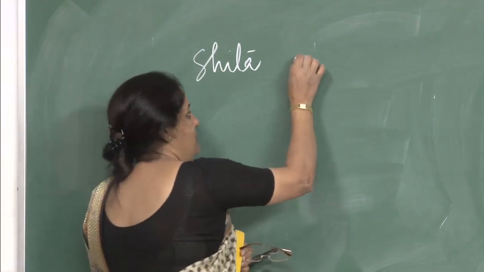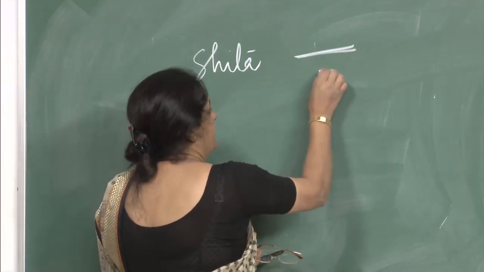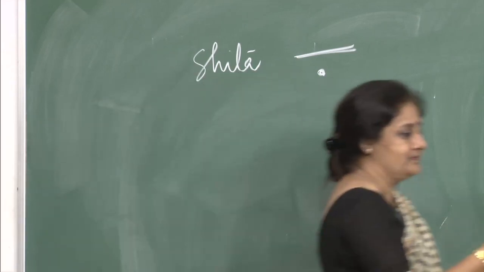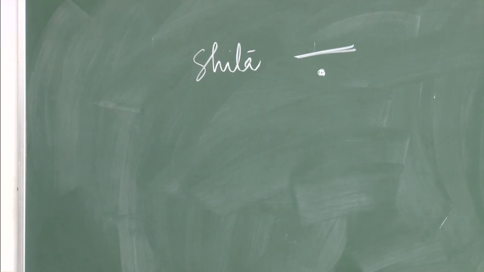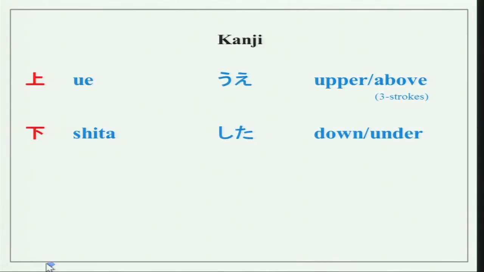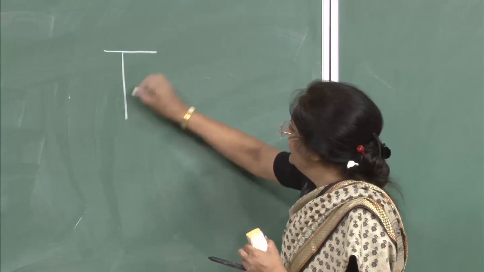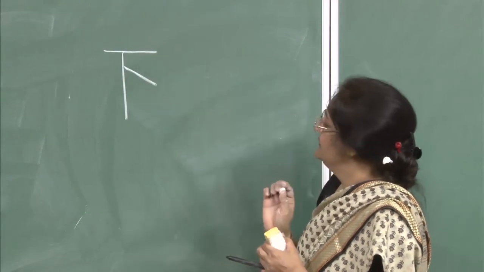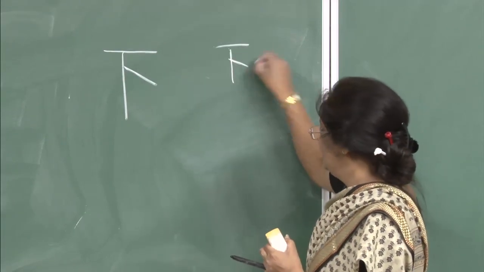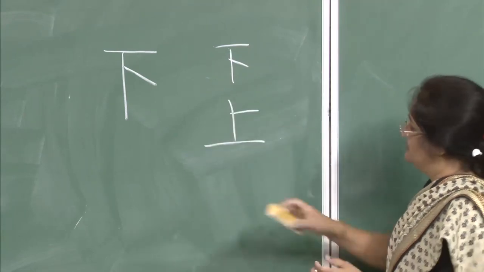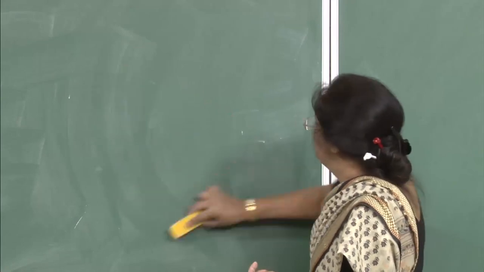Now, how has that come into being? Well, underground like this, a dot over here, which was later made into this character, which you can see on your screens. A straight line as is given over here, a vertical line, and then like this. So, it's like this. Ue is like this. So, please try to remember this.